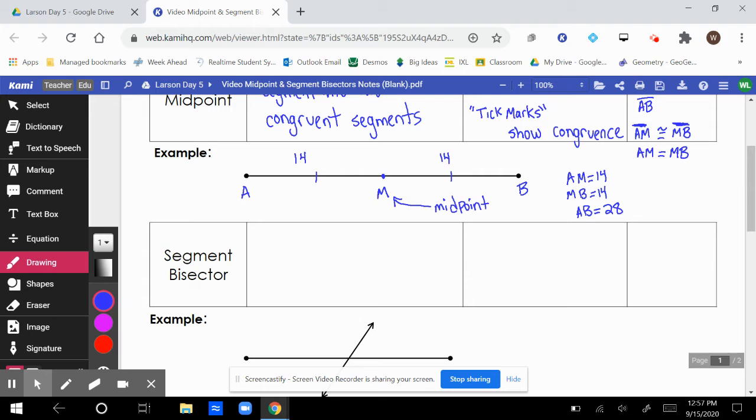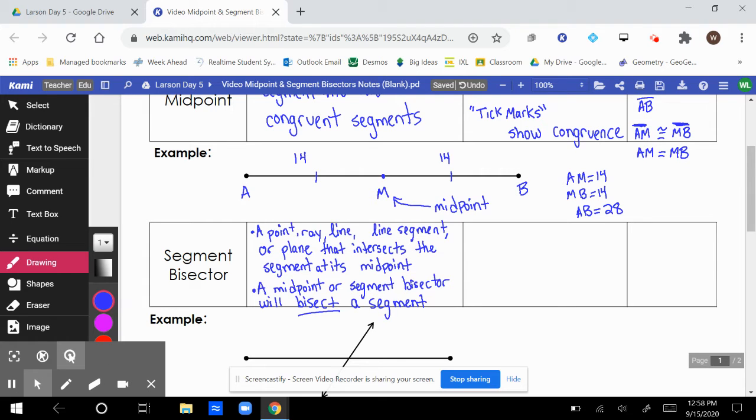Okay, so now a segment bisector. Okay, so the definition first: a segment bisector is a point, ray, line segment, or plane that intersects a segment at its midpoint. So it can be a point, ray, line segment, or a plane. And a midpoint or a segment bisector will bisect a segment. Okay, and that word is underlined because that might be a new term for you. The term bisect means to cut in half.